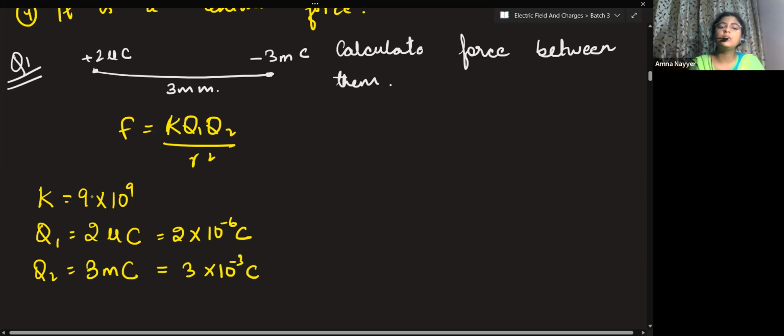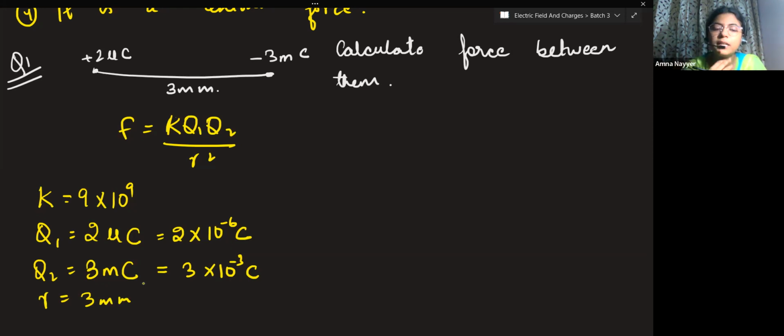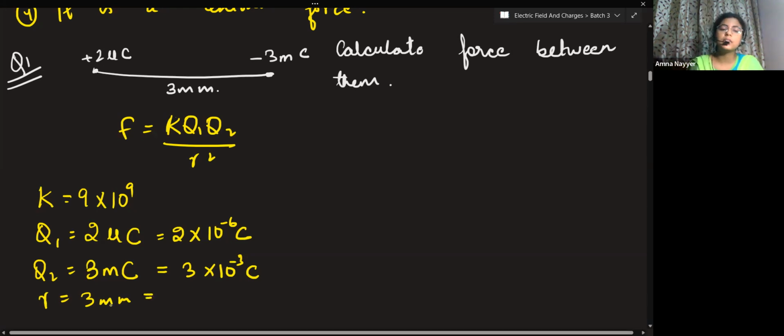Now you have the values of K, Q1, Q2. Next is R, the separation between the two charges. This is 3 millimeters. The SI unit of distance or separation is the meter, the unit of length. So 3 millimeters is not the SI unit that we can utilize. We first have to convert it into meters. 3 millimeters will be 3 into 10 to the power minus 3 meters. So now you have all the quantities in SI units.